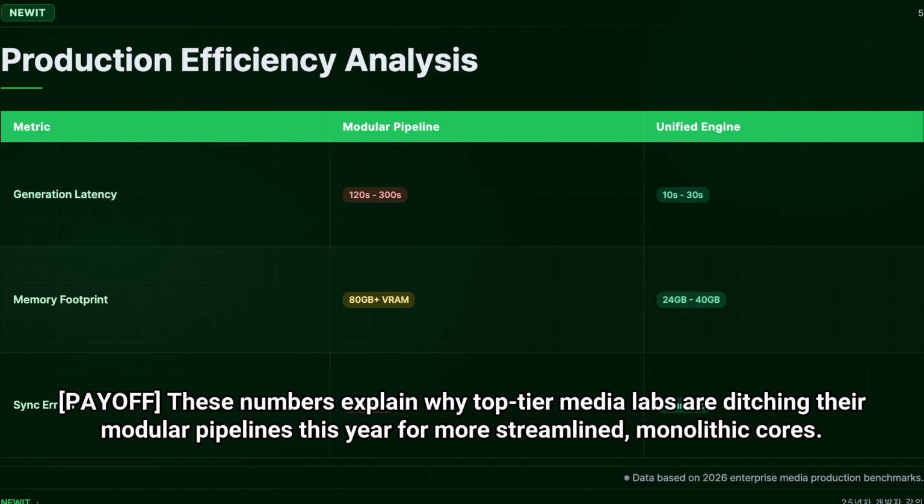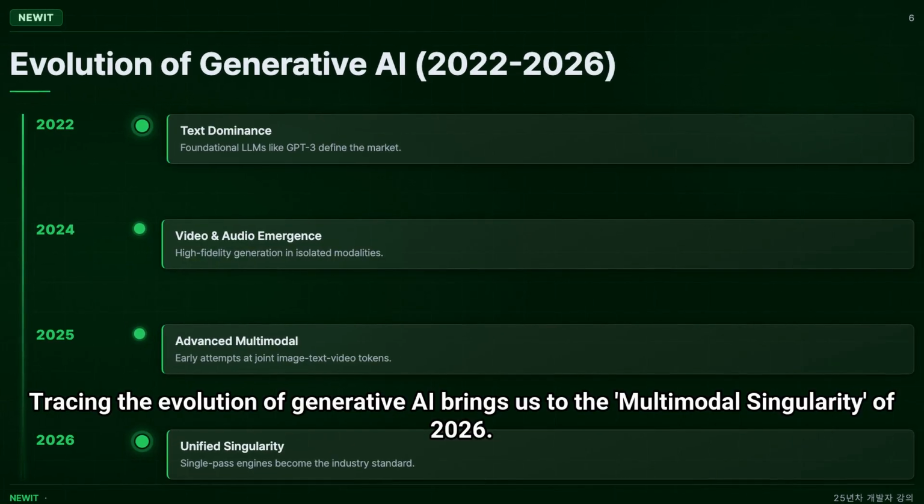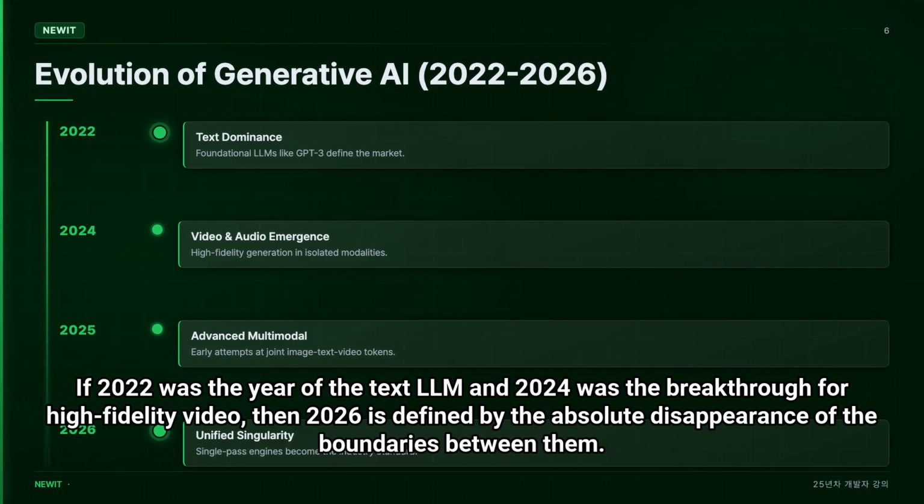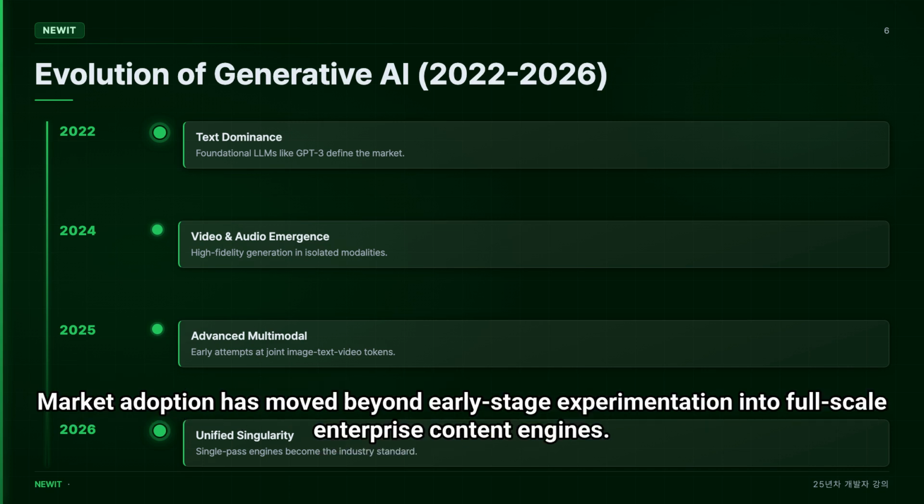Payoff: these numbers explain why top-tier media labs are ditching their modular pipelines this year for more streamlined, monolithic cores. Tracing the evolution of generative AI brings us to the multimodal singularity of 2020-26. If 2022 was the year of the text to LLM and 2024 was the breakthrough for high-fidelity video, then 2026 is defined by the absolute disappearance of the boundaries between them.